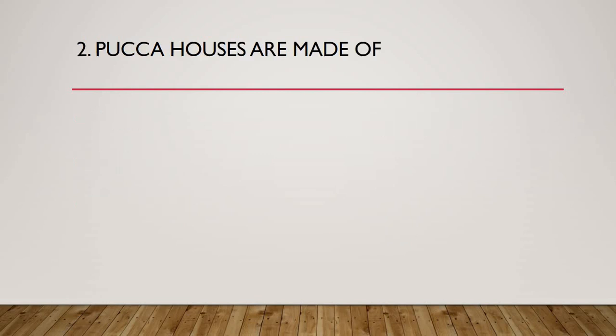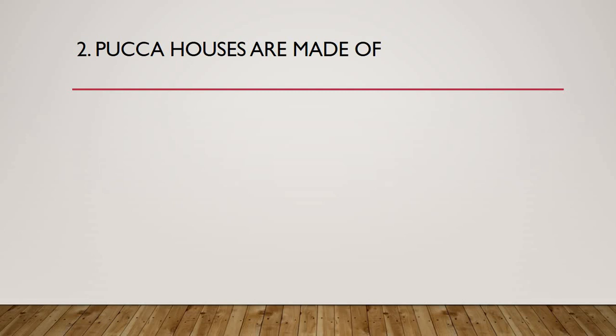Moving on to the second question. Pucca houses are made of. Pucca houses means permanent houses. So you live in permanent houses, you live in pucca houses. Most of you, I should say 99% of you, might be living in pucca houses. So what are they made up of?